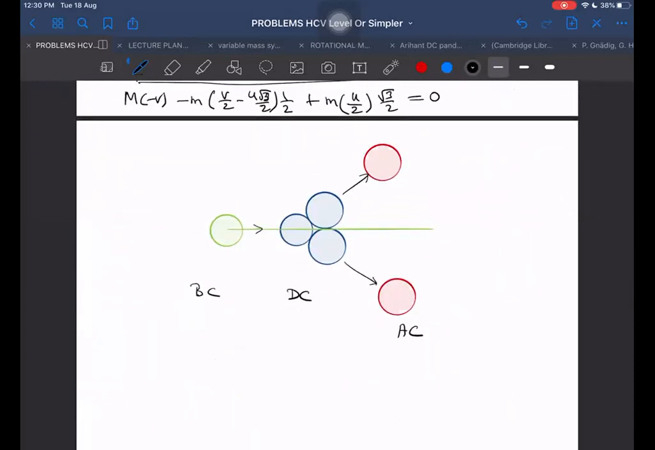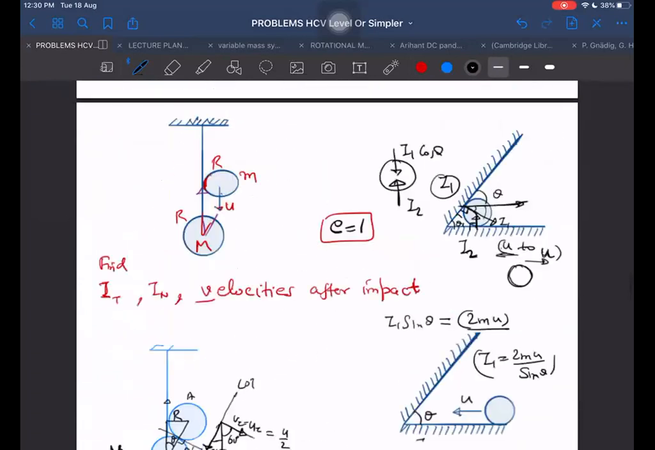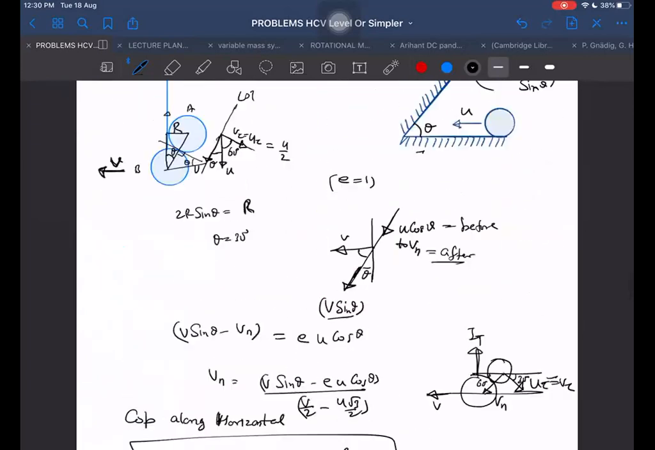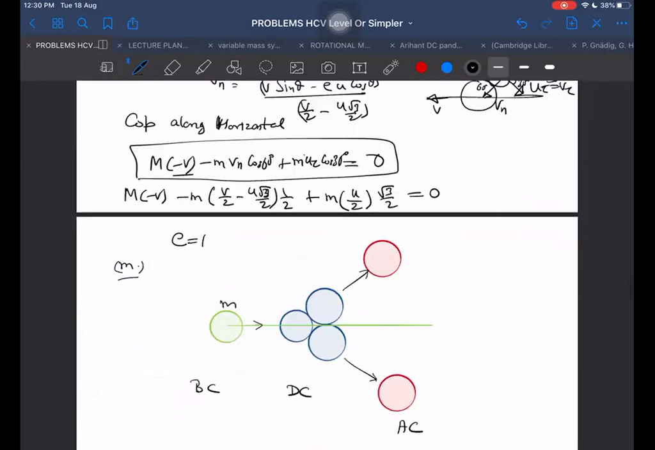Now this question you do. These masses are all equal and the collision is elastic. e is 1. All masses are equal. Whatever, leave it now. You know how to do. Just equate I2 with this. Write everything properly. You will get the answer. I1 we already know. I1 is equal to 2mu by sin theta. 2mu cos theta by sin theta, that is cot theta. 2mu cot theta.